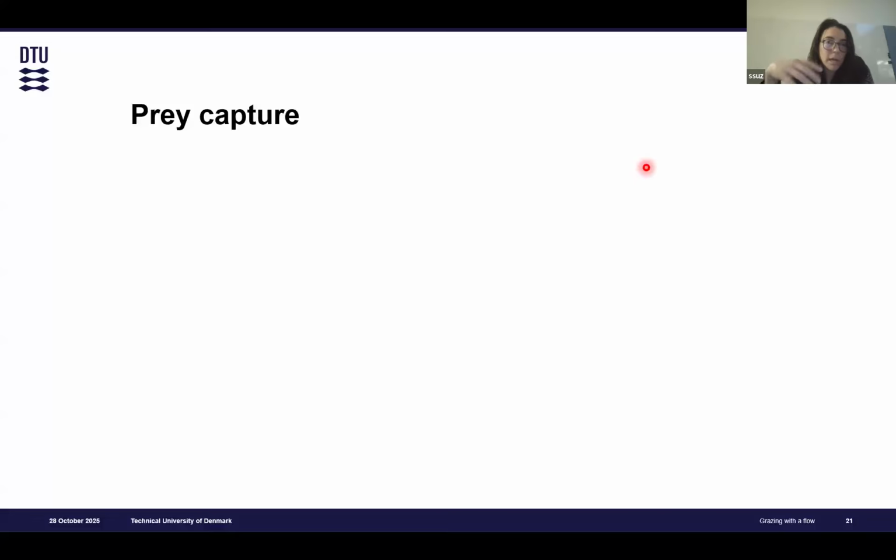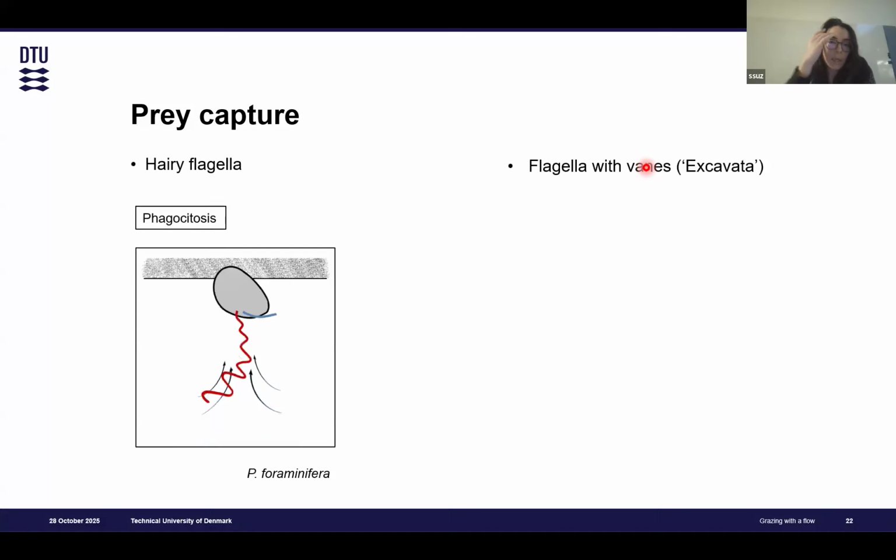Now that I've talked about how the flows are generated and the different cases of the hairy flagellum and the vein flagella, I want to go a bit over how they capture their prey. There are many different ways, but I wanted to point out how some species are able to capture their prey while keeping it within the synchronized beating between two flagella.